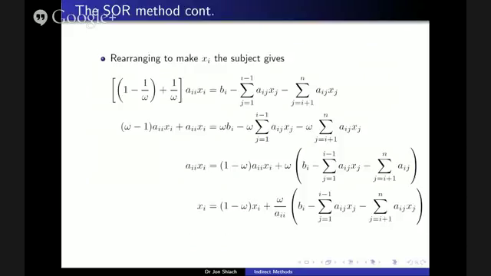Okay, a bit of algebra here. Subtract the summations from both sides. It gives me this step. All I've done for this step is take both summations over to the right-hand side. And what I've done here is I've multiplied everything by omega. So the 1 becomes omega, 1 over omega just becomes 1.